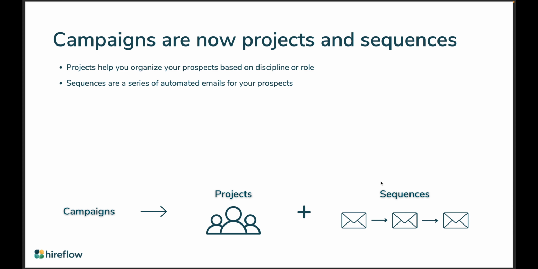Now, let's talk about projects and sequences in the context of two sourcing workflows. In the first sourcing workflow, I find someone interesting on LinkedIn, but I'm not ready to reach out to them yet. In this case, simply add them to a Hireflow project. You can add them to a sequence later. In the second sourcing workflow, I also found an interesting prospect, and I want to reach out to them right away. In this case, add that prospect to both a Hireflow project and sequence.